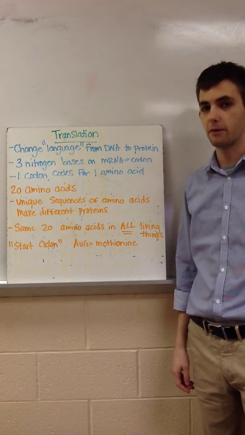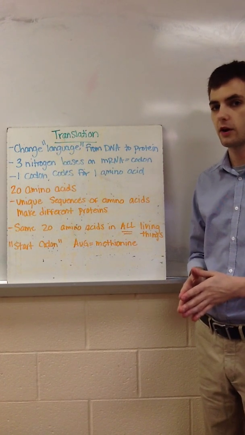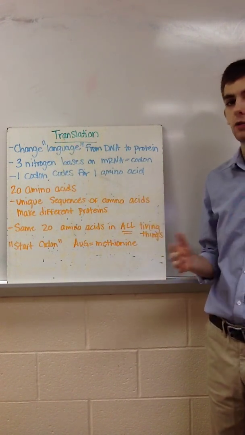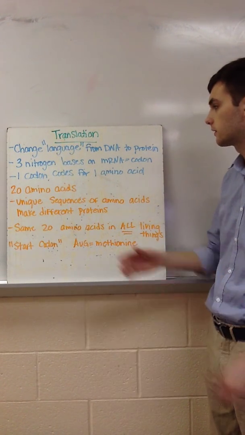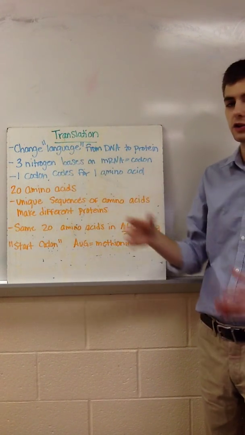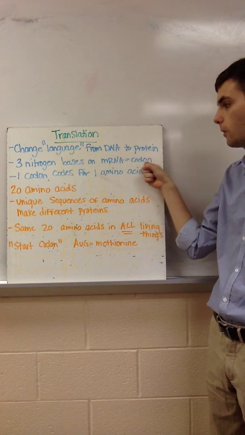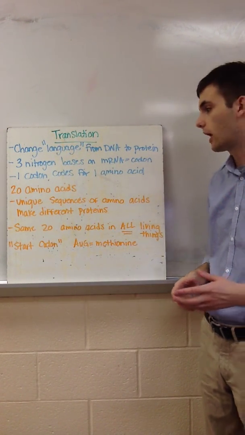The second step of protein synthesis is translation, and this can be thought of as changing the language from DNA to a protein, which is responsible for all of our traits. With mRNA, there are 3 nitrogen bases that are read at a time. Those 3 nitrogen bases are called codons, and each codon will code for 1 amino acid.